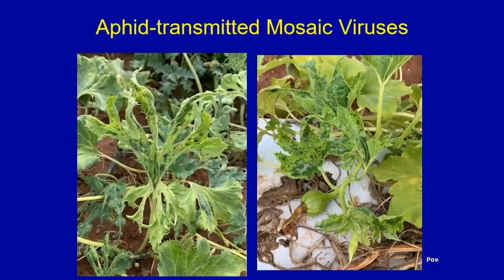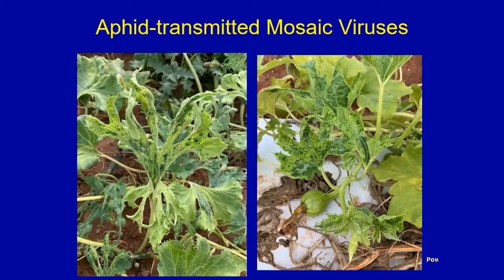Just some classic symptoms here. This is an aphid-transmitted mosaic virus. Sometimes I found up to 4 or 5 different viruses in some of these plants. So they're very common in the state. We see them every year, but you see that drastic distortion of the foliage. And with these mosaic viruses, you typically see these symptoms in the newest growth, and the older leaves look fine.